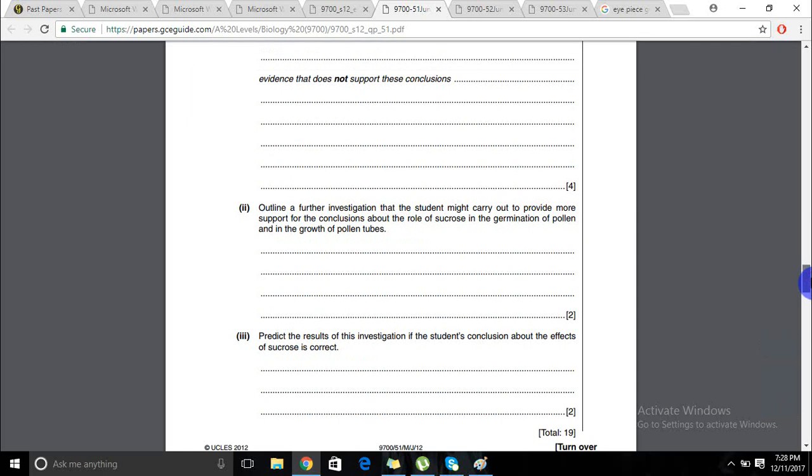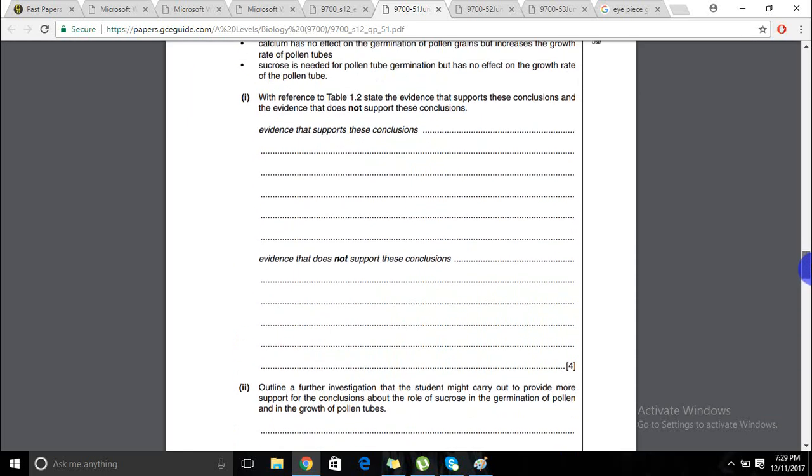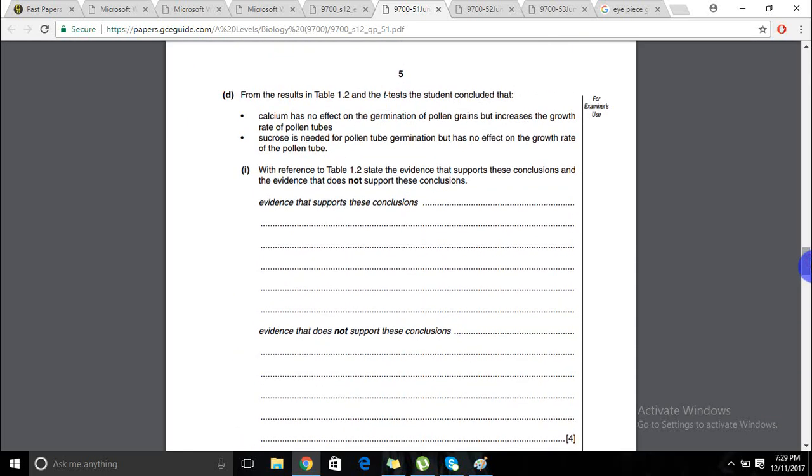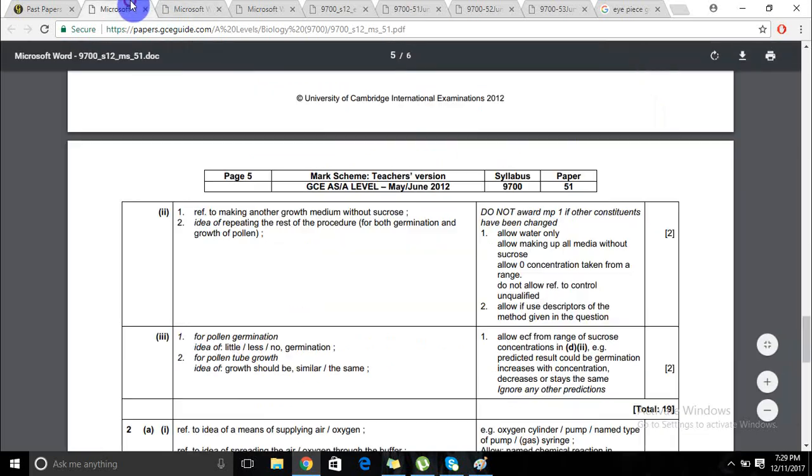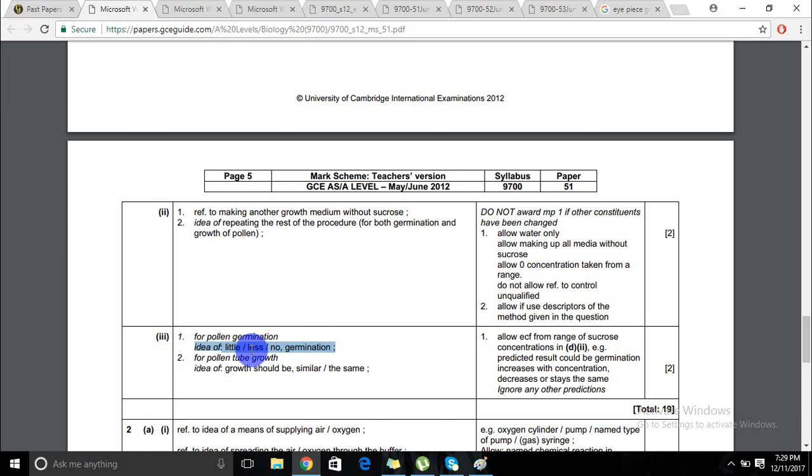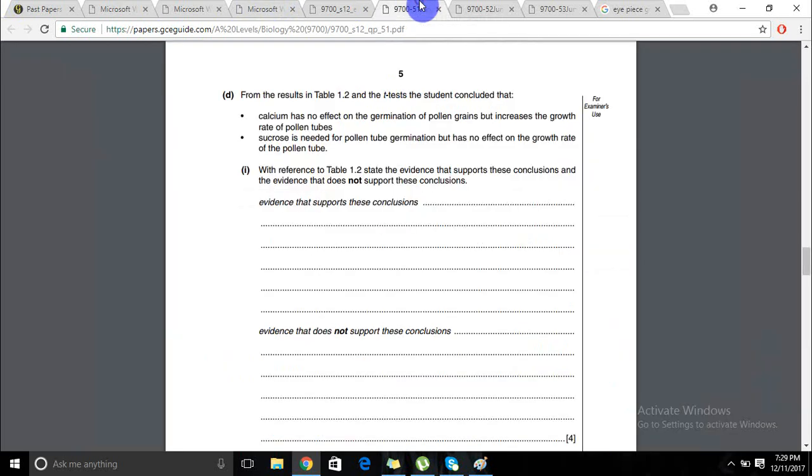Conclusion about the effect of sucrose is correct. Needed for pollen tube germination but no effect. If you don't have any sucrose, there would be little to no germination. And because we're saying it doesn't have any effect, so I guess from 19, if you've written this, you'd have gotten at least 16 marks. That's not bad, honestly. Let's take a look at the examiner report now.